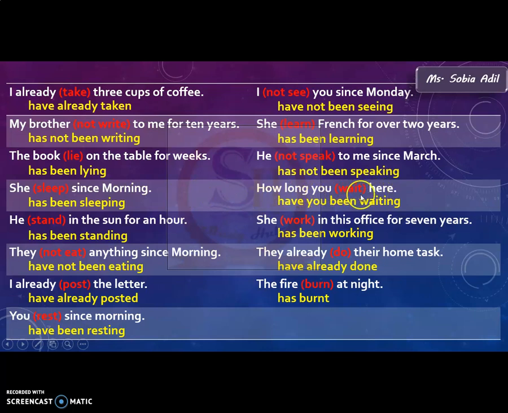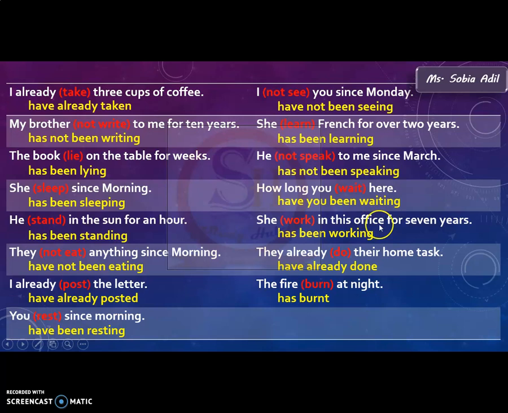How long you wait here. Now again, this one you need to change into present perfect continuous tense. It's asking you about the time period. So this is the interrogative sentence, like, how long have you been waiting here? You need to write like this. How long have you been waiting here? Okay, fine. Next one is, he stand in the sun for an hour. Again, time period. Stand, you need to cut here, and he has been standing in the sun for an hour.